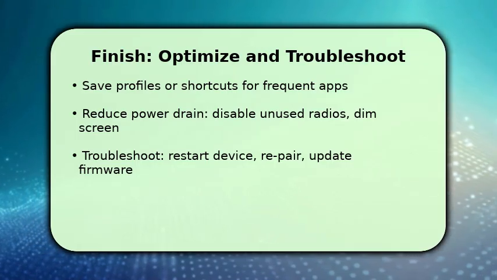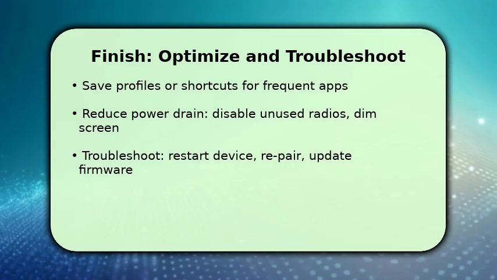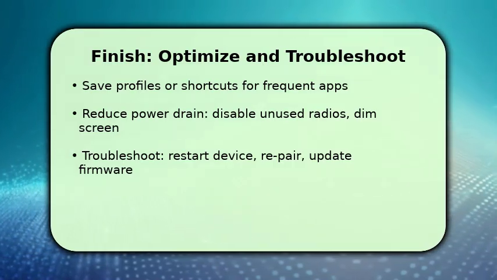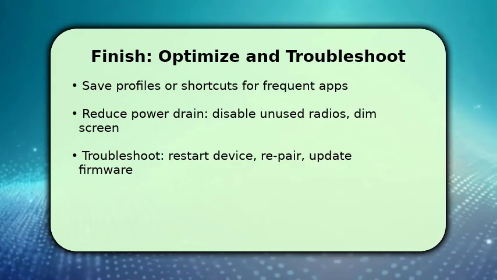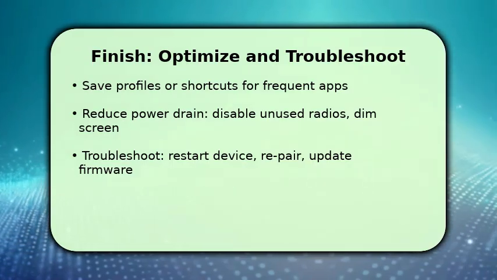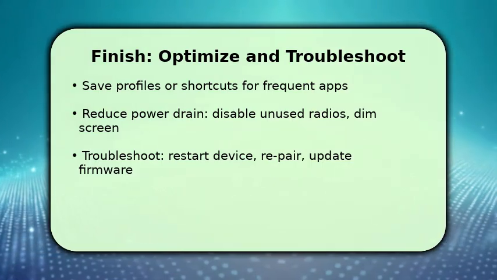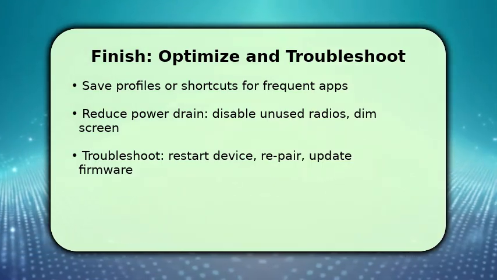If the keyboard or mouse misbehaves, restart both devices first, repair Bluetooth or reconnect the cable, and try a different adapter or hub. One key troubleshooting tip: test the peripheral on another device to isolate whether the accessory or the mobile device is at fault before replacing hardware.